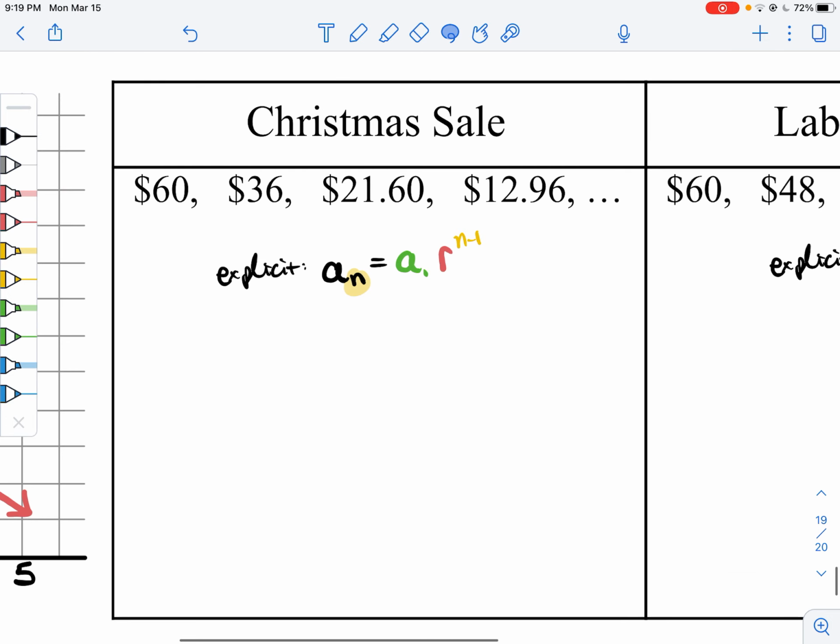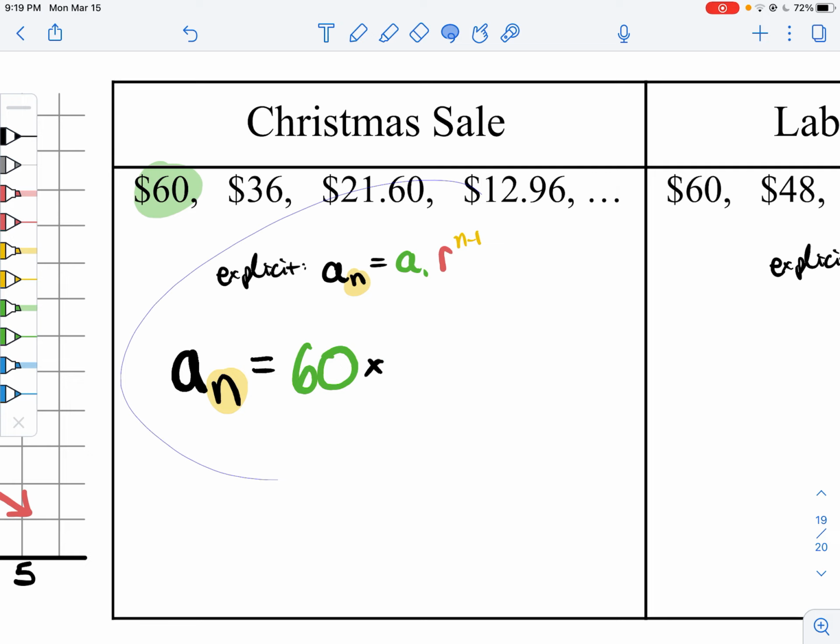Okay, so here our first term is 60. So to find the price of a shirt that's been marked down n times, so maybe it's like after n weeks or whatever, a shirt that's been marked down n times is going to be 60 times our rate. What is the rate here?